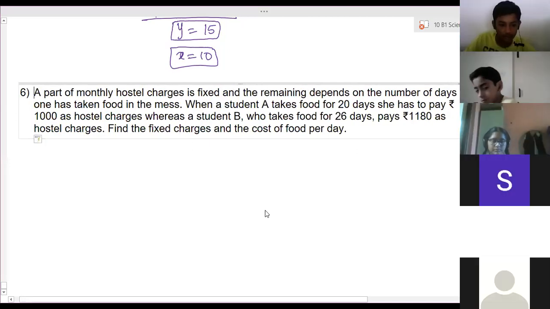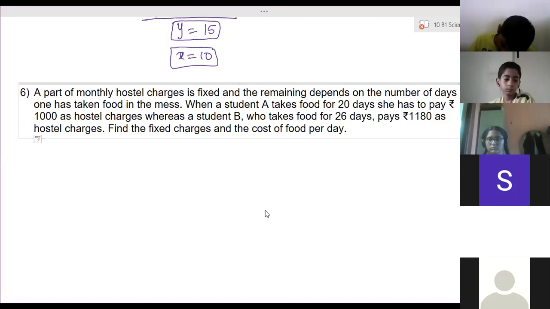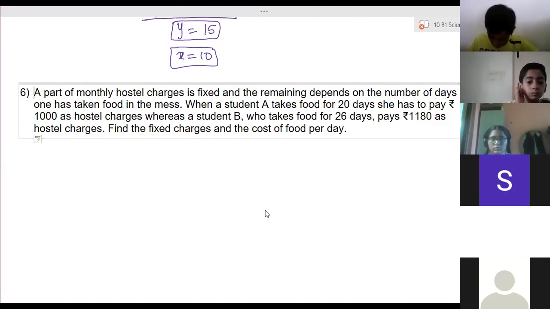Sixth one. A part of monthly hostel charges is fixed, and some part depends on the number of days one has taken food in the mess. So per day mess cost is different. Now when a student A takes food for 20 days, she has to pay rupees 1000 as hostel charges, whereas student B who takes food for 26 days pays rupees 1180. Find the fixed charges and the cost of food per day.